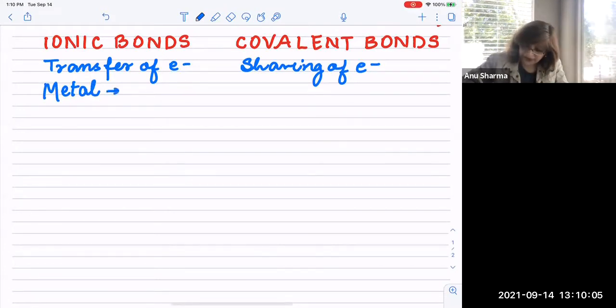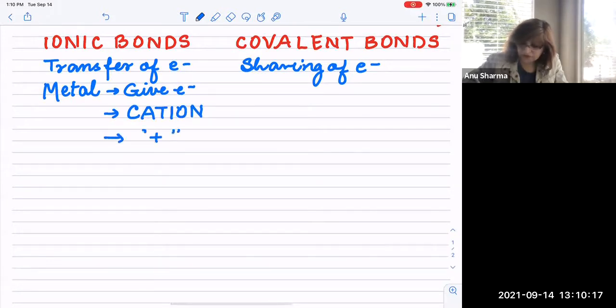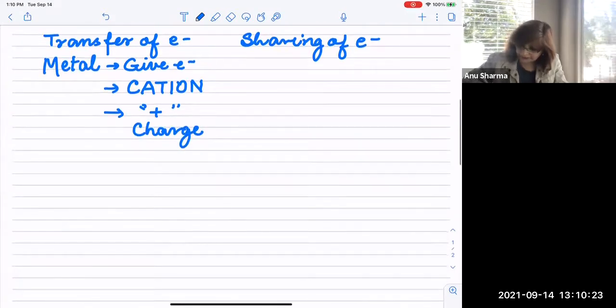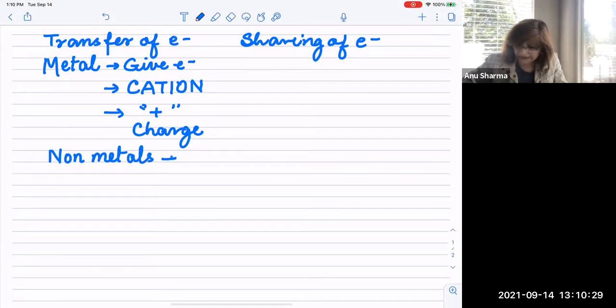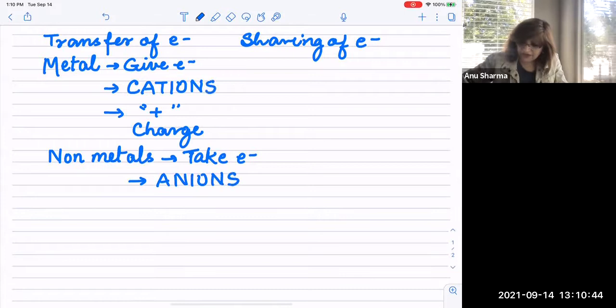So metals give electrons, and what do they form? They form cations. And what are cations? Cations are those species that have a positive charge. Okay, so plus charge. Next is the non-metals. The non-metals accept electrons. So they take electrons that are given by the metals. And then they are called anions. And these have negative charges, okay? They form a negative charge.